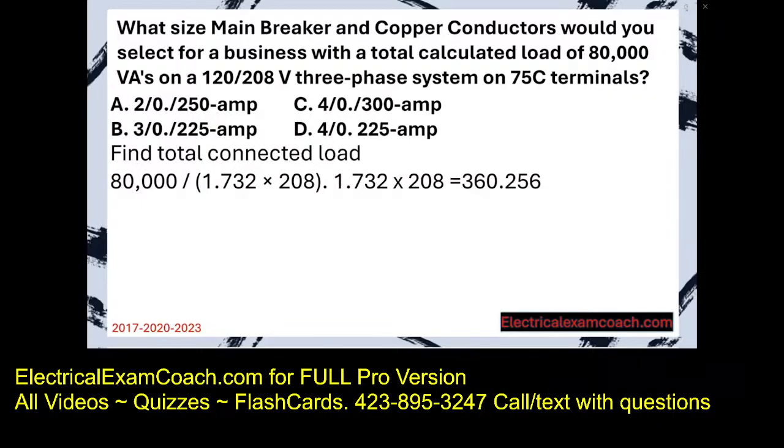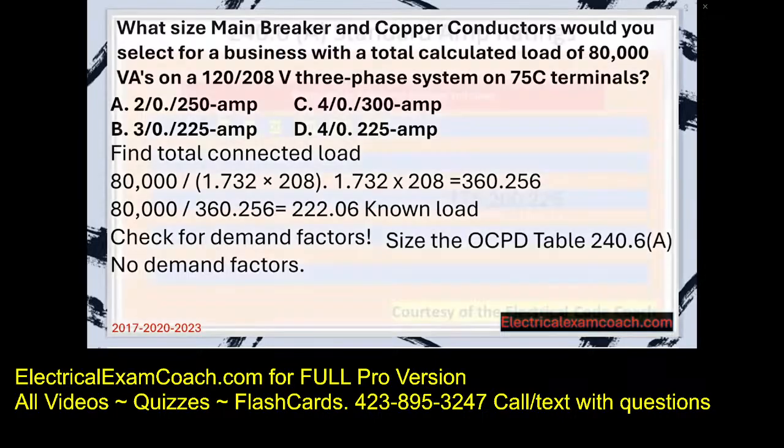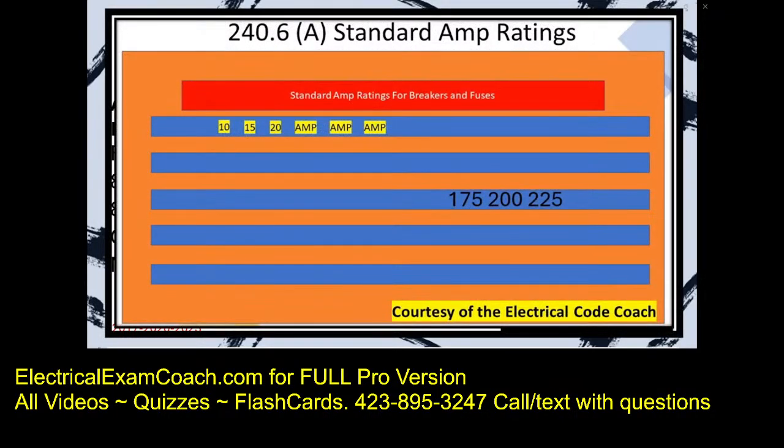Now we can divide just like normal. We take the 80,000 VAs, divide it by the 360, and that gives us a 222 amp known load by which we can size our breaker and our wire. But first, we must check for demand factors. In this case, there are no demand factors, so we can size like normal. Let's size our overcurrent protective device first, based off of 222 amps. We head to table 240.6(A), and we choose the next standard size. And in this case, it's going to be a 225.